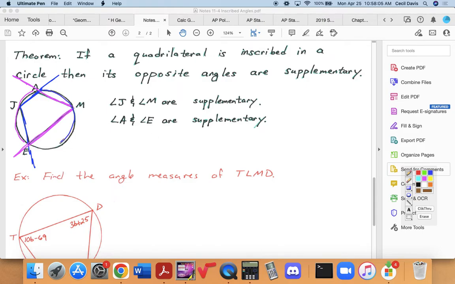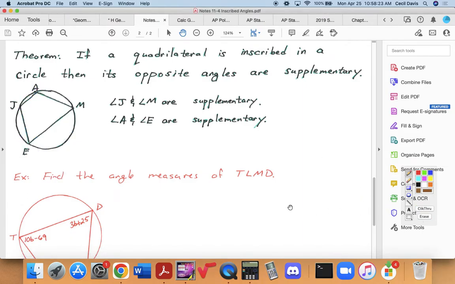They add up to 360. And each angle is half of the arc because it's an inscribed angle. So those two angles have to add up to 180. Okay, it's one of the things I like about geometry, everything fits together so nicely.